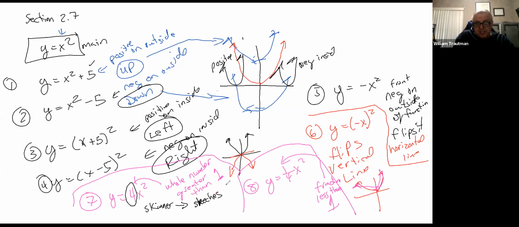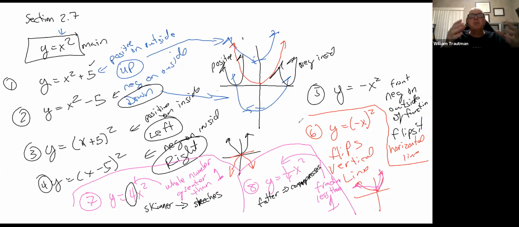It stretches it up. I don't even know how to spell stretches. 1/4 makes it fatter, but we say it compresses it. Compresses it. I think there's only one M in compress. There we go.